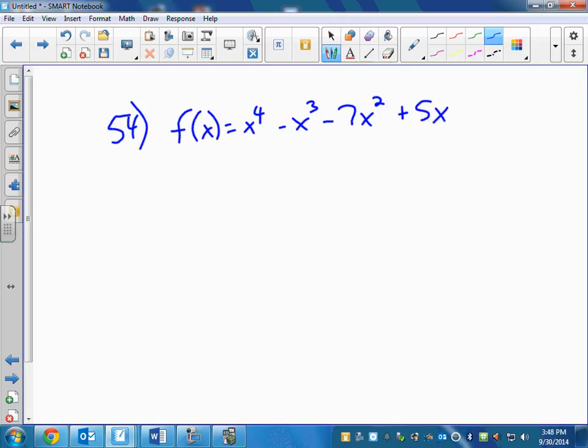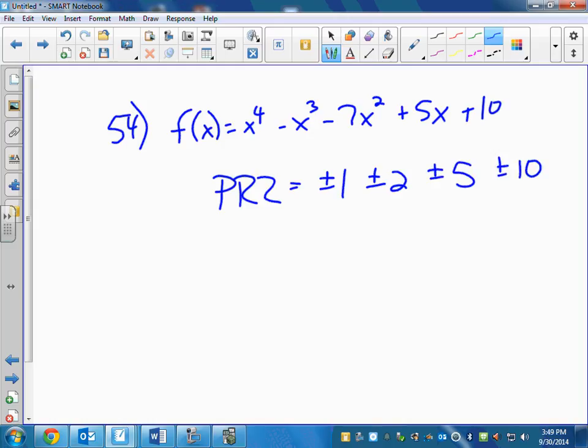plus 5x plus 10. Really nice that there's a coefficient of 1 in the front, so we're not going to have to check any fractions. But it is a fourth power, so I was kind of hinting at this yesterday. But for my PRZs, I would get plus or minus 1, plus or minus 2, plus or minus 5, plus or minus 10.